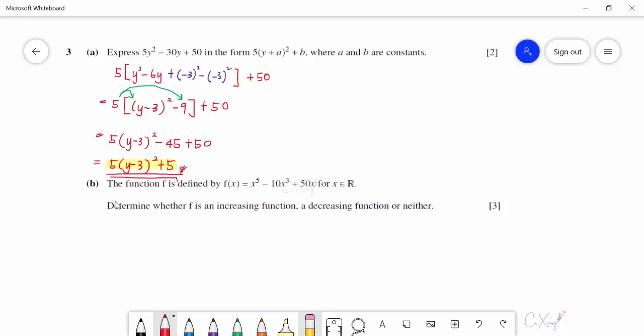Right, then now, the part B, the function f is defined by this function, and they want you to determine whether f is increasing, decreasing function, or neither. When you want to investigate whether f is increasing, decreasing, or what kind of function, we can actually try to investigate through the f prime x. So this is my original function, which is f x.